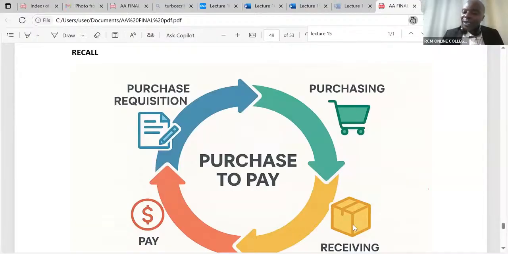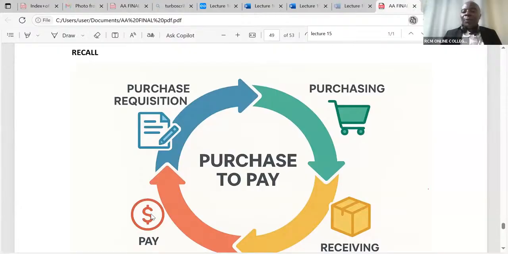The person receiving here, as you prepare your goods received note, you should be matching your goods received note with the PR, purchase requisition, and the purchase order. These 3 documents will be put together, plus the invoice that has been raised by the supplier and given to the accountant. So the accountant will be able to prepare a check.